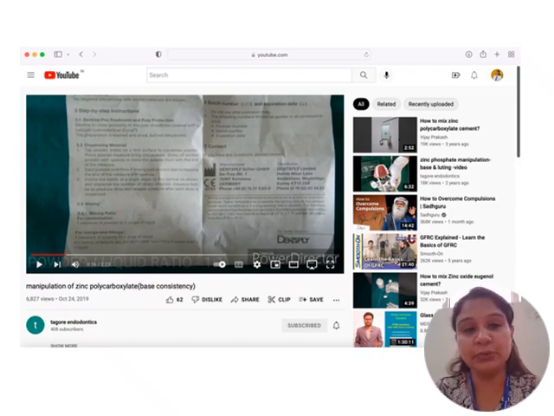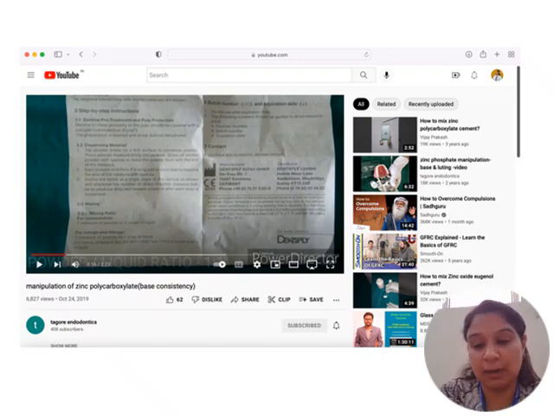Then we split the cement into 3 equal parts. Once we split the cement into 3 equal parts, we slowly incorporate the powder into the liquid and start mixing in a circular motion. So this is how you manipulate your zinc polycarboxylate cement, unlike zinc phosphate, which is done in 6 increments and larger circles for dissipation.